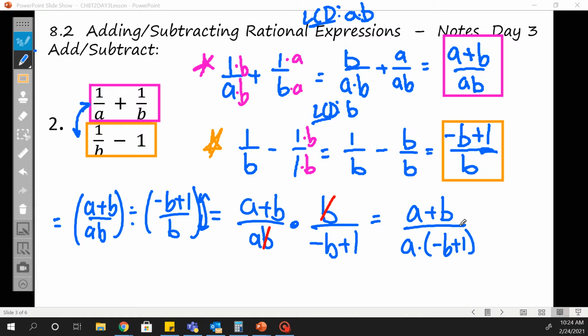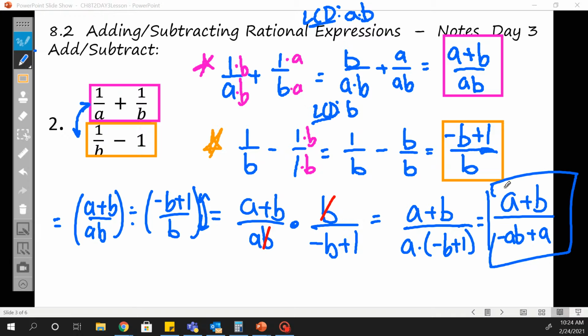So I will distribute that to put it in standard form. So a times negative b, so that's negative ab. A times 1, that's a. So this is the simplified form for number 2. Okay, our goal is to get it as a single fraction, and we now have this as a single fraction.